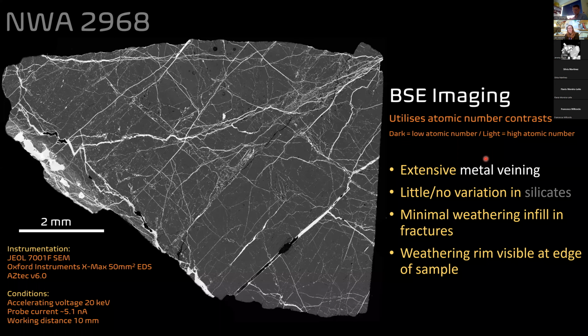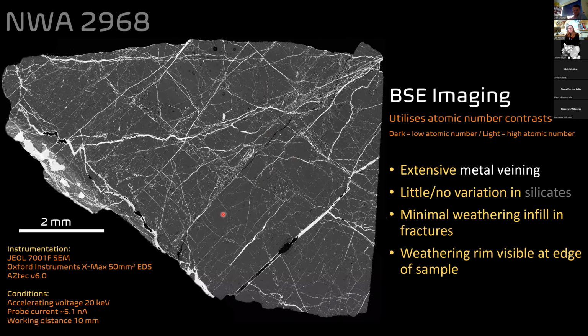It's a large area backscatter map. You see there's actually not very much happening in there. There's extensive metal veining, so all this white stuff through there, that's all metal. It's an iron nickel metal, and you can see it's pretty well throughout the entire sample. But importantly, there's little to no variation in silicates. There's all the same shade of gray in the background there.